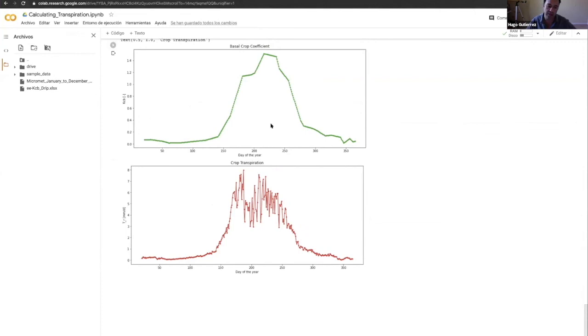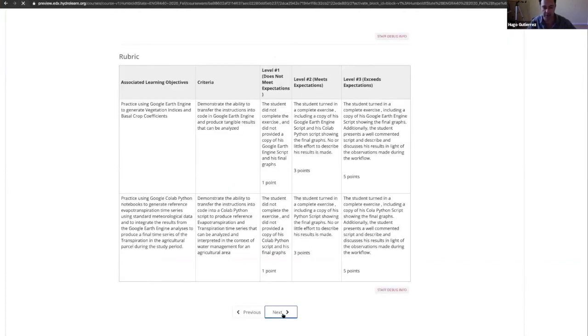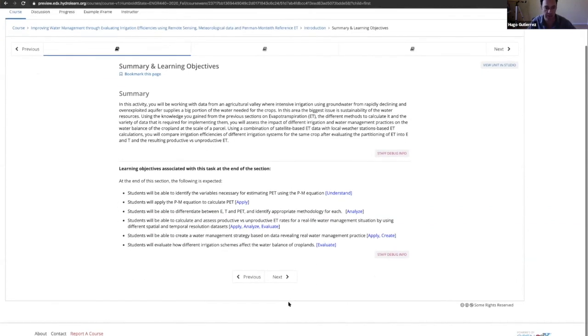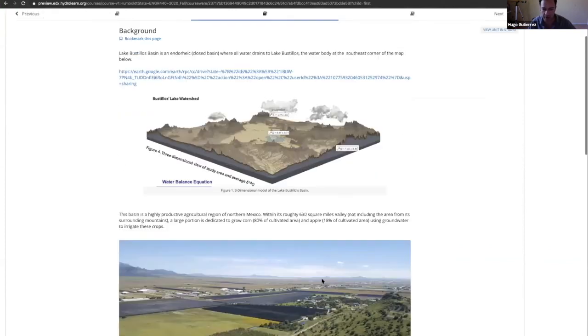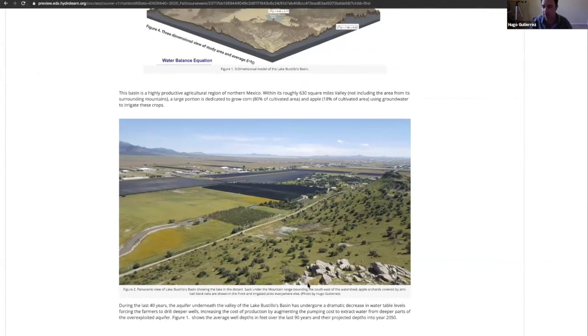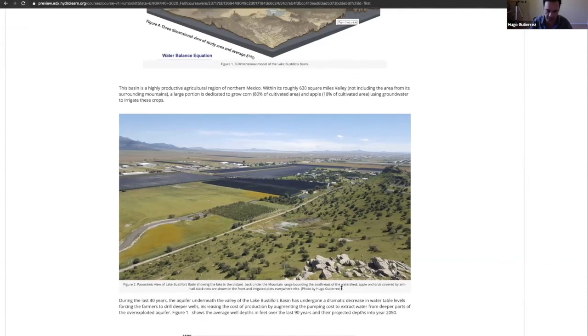And so once they're able to work on this learning activity, they will be ready to take on the last one, which is an authentic real life example of an application of these methods, where they get exposed to an area that has issues with an aquifer that is being overexploited by using this water to irrigate crops in an area that has little precipitation, and where the way that farmers are using the water actually does have an impact on the water resources of this place.